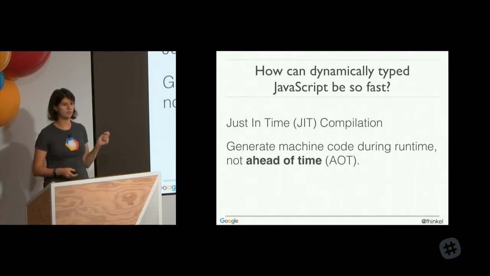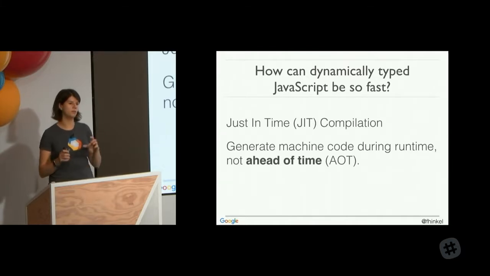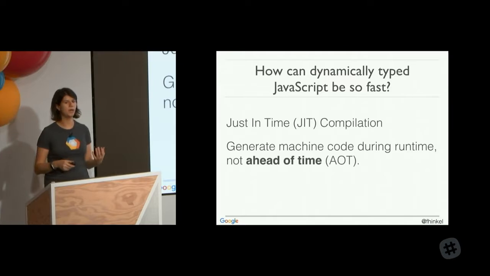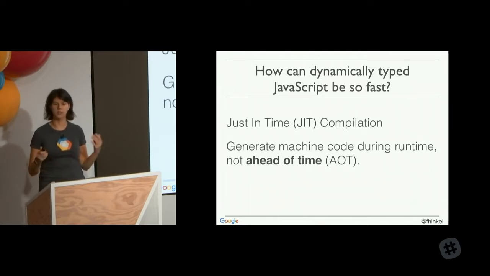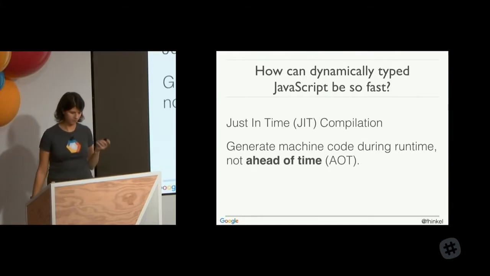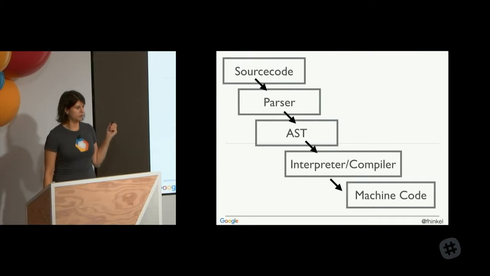And that means JavaScript compilers only compile the code as you run them, just in time. They're not compiling everything ahead of time, generating an executable that you then run. It's compiling just in time as you need to run some code.